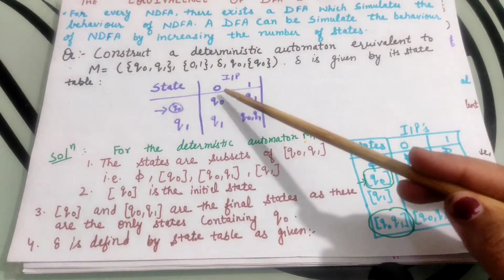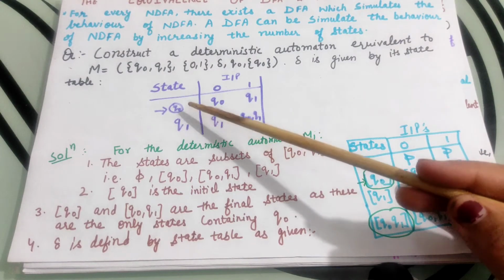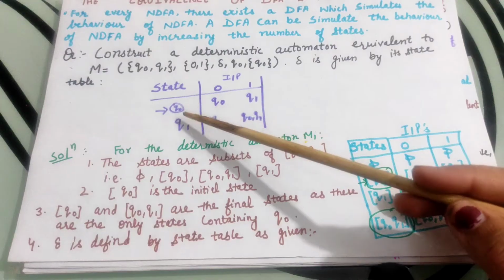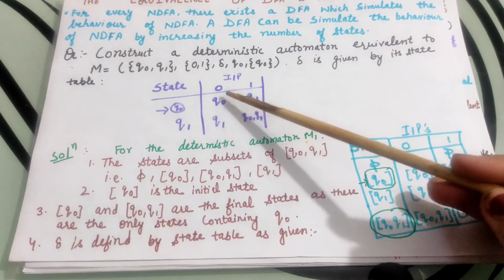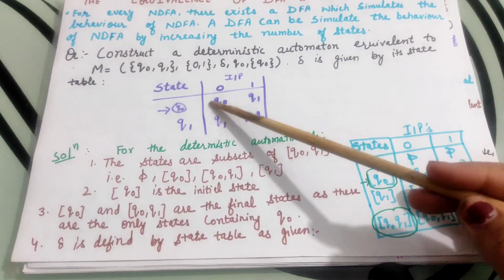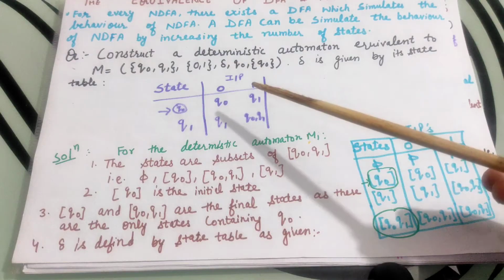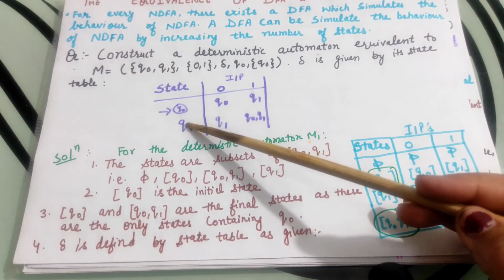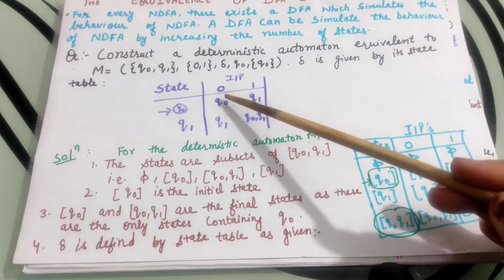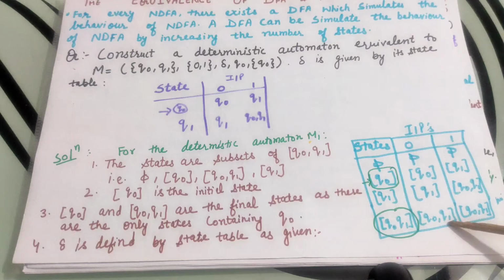Now check for the 0 input. In this table, check for the Q0 and Q1. When we provide the 0 input at Q0, Q1, the next states will be Q0, Q1. So combine here the state Q0, Q1.